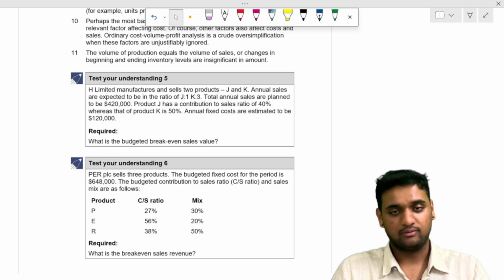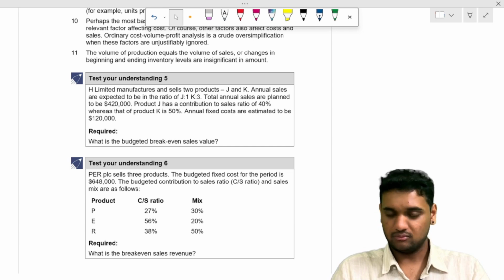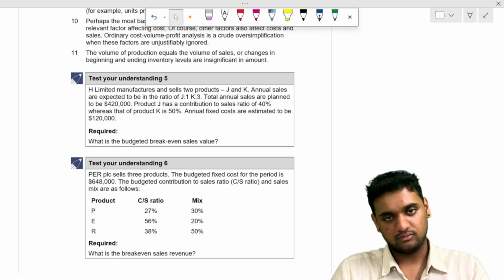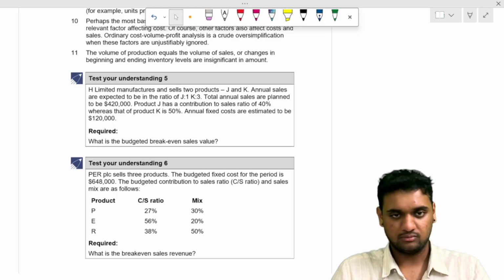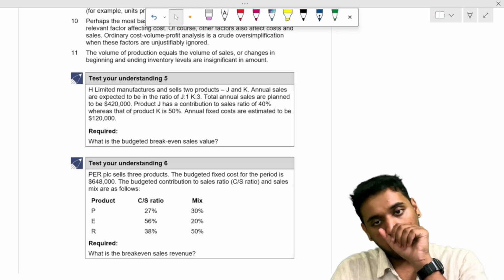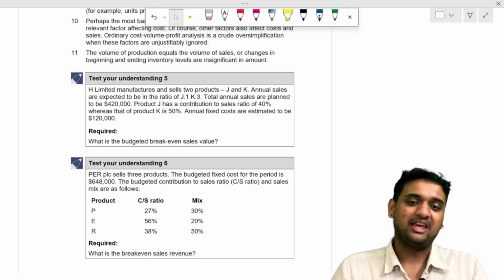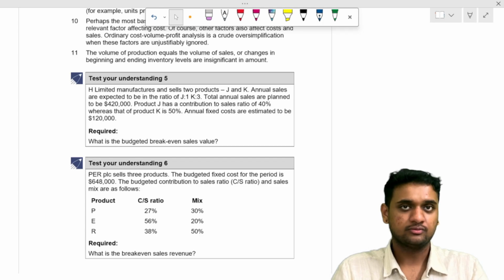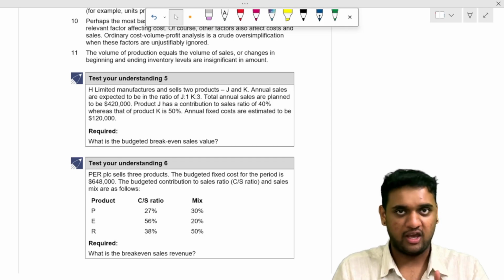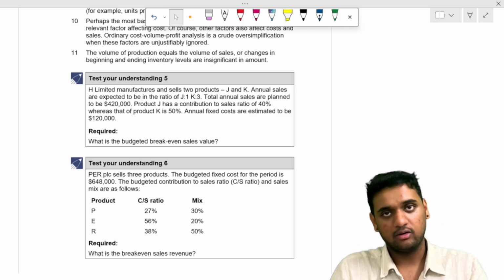Two products. 1:3. To find budgeted break-even sales value, what is the formula we use? Fixed cost divided by weighted average CS ratio. To find the weighted average CS ratio, we need total contribution of J and total contribution of K, total sale of J, total sale of K.